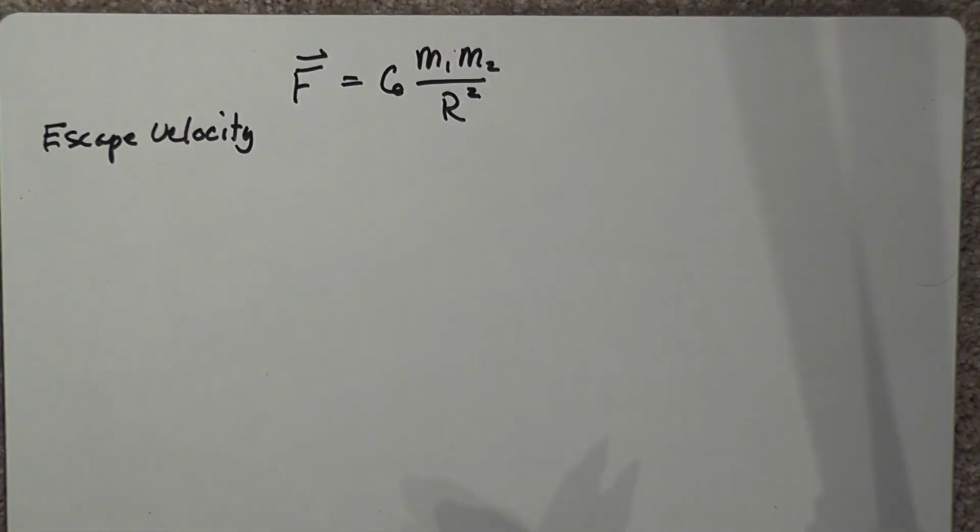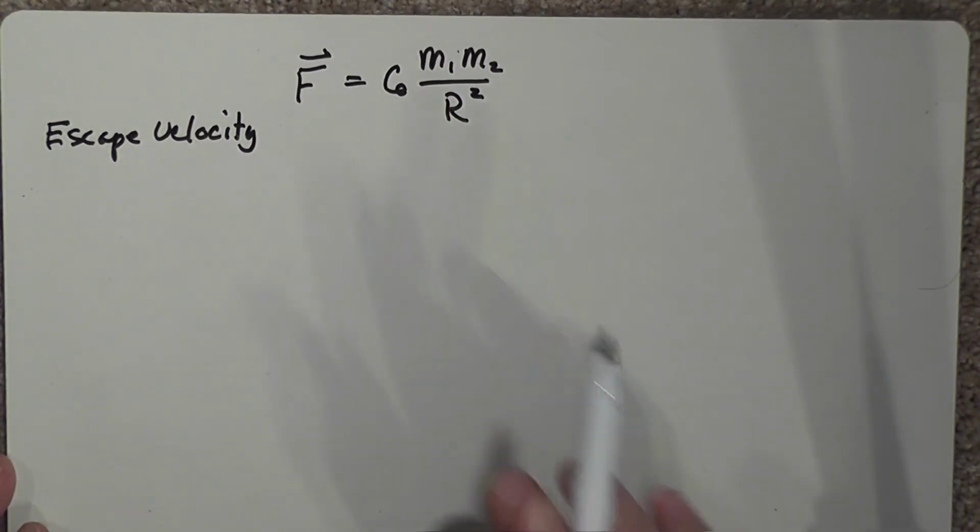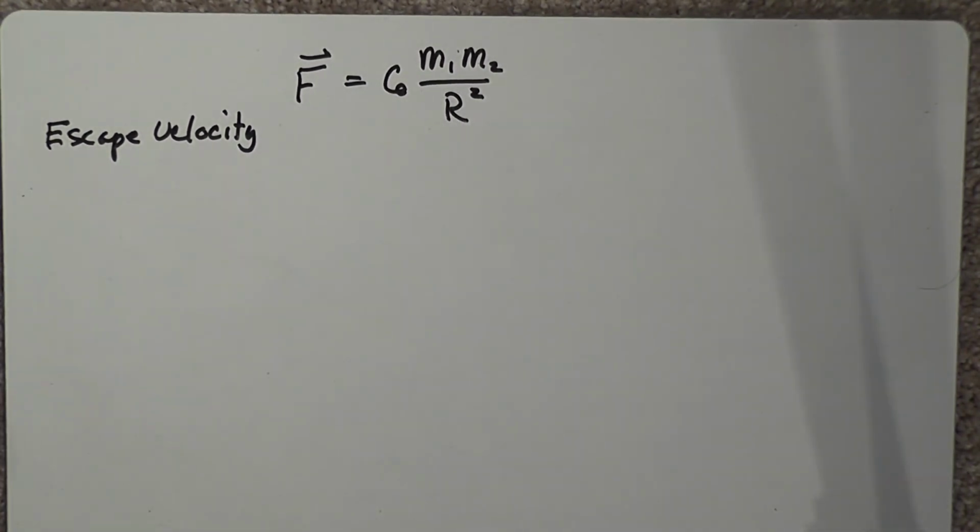Escape velocity is the velocity that a mass has to achieve if it wants to be launched into space and leave. So we're going to see what that is for Earth. First, I'm going to derive the escape velocity from this equation.